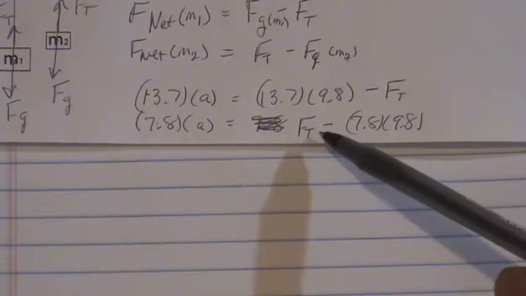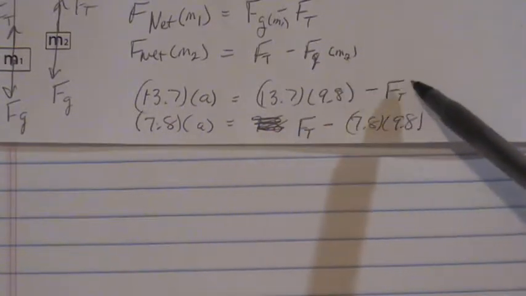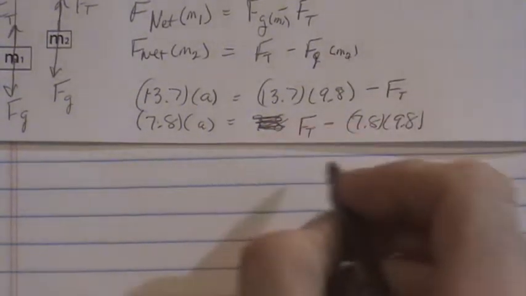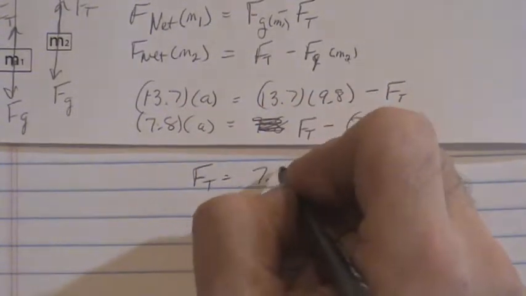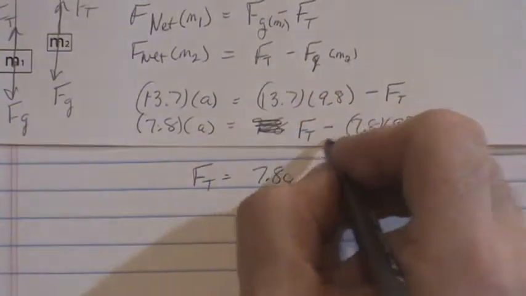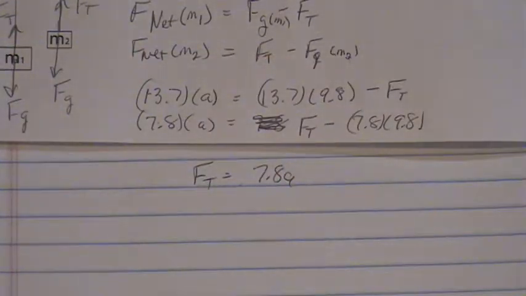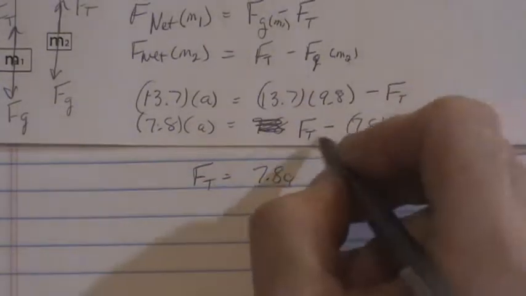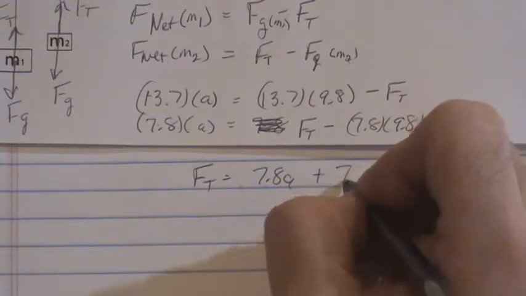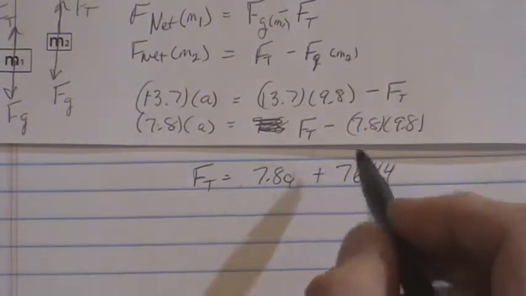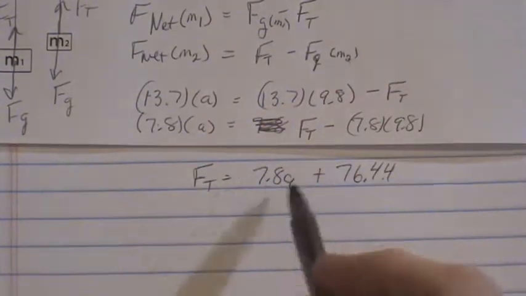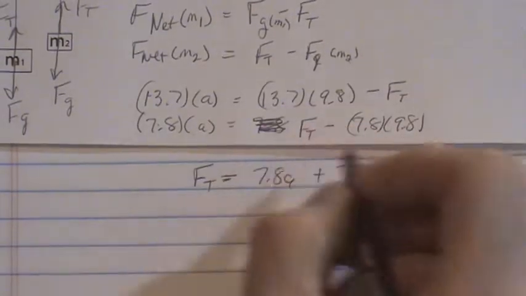So like several we've talked about, we have two equations and two unknowns, so we have different ways of doing this. I'm going to solve the bottom equation for tension and then put it back up into the top equation. So doing that, tension on the bottom one is 7.8 times A, and then we move this over. The 7.8 times 9.8 is 76.44 newtons, and that's going to be added on this side. I just flip the equation around, so tension force is this.